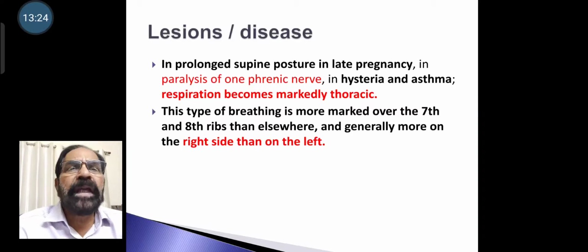In prolonged supine posture, as in late pregnancy, or paralysis of one phrenic nerve, or in hysteria and asthma, respiration becomes more markedly thoracic. This type of breathing is more marked over the 7th and 8th than elsewhere, and generally more on the right side than on the left.